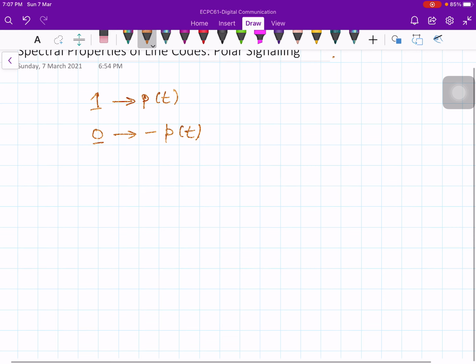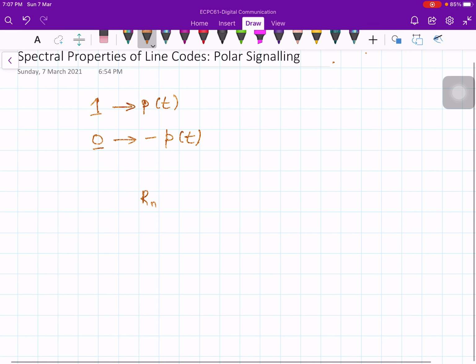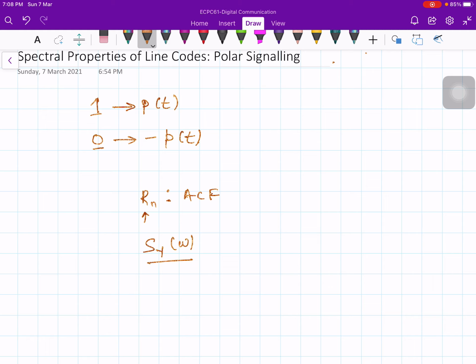Remember, we have to go to R suffix n. What is R suffix n? Autocorrelation function. Why do we need this autocorrelation function? Because we need to compute the output power spectrum Sy of omega, and this expression I already gave you in the previous class. It is going to be given by P of omega mod square divided by the pulse duration T naught, times R naught plus 2 times summation of R suffix n cos of n omega T naught, where n goes from 1 to infinity.